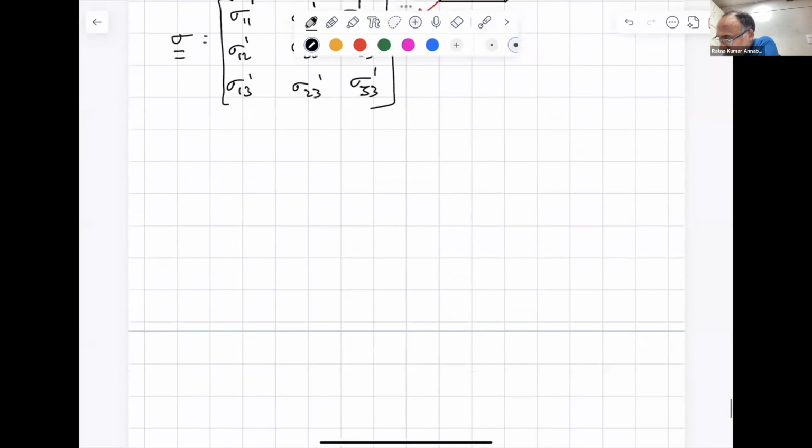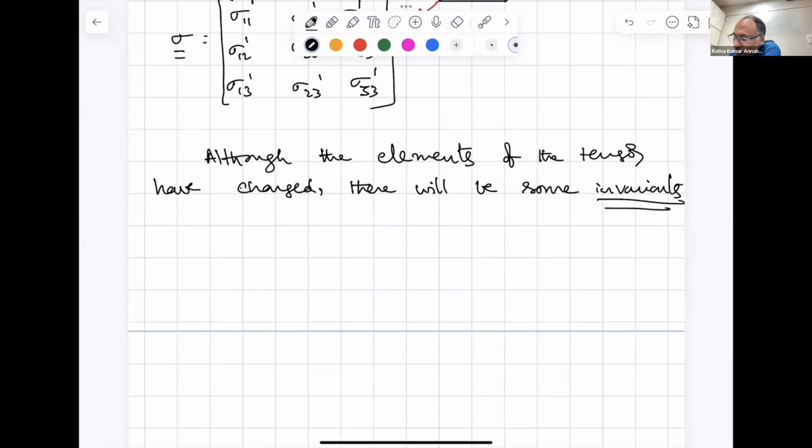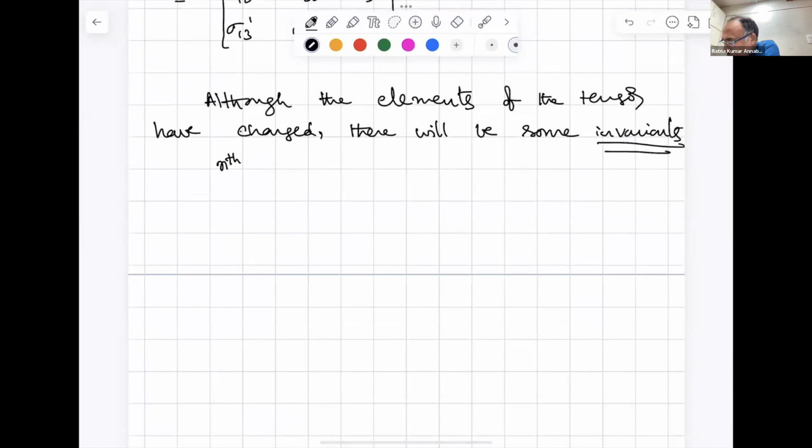But although the elements of the tensor have changed, there will be some invariants, meaning that do not change. Like the magnitude did not change for a vector, for a tensor there will be invariants. So if it is an nth order tensor, it will give you n invariants.